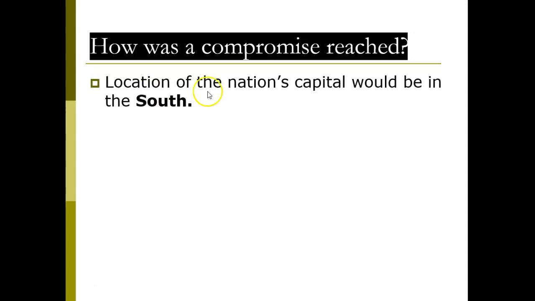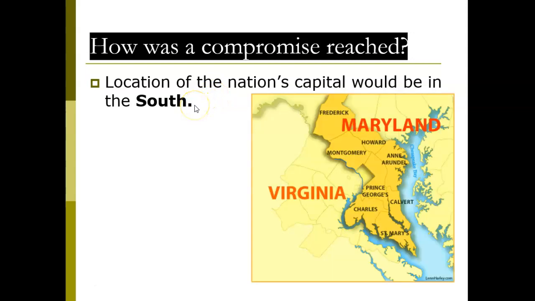And so what he did was pretty much hold a meeting with Thomas Jefferson, who was leader of the opposition, and James Madison, and they worked out a compromise. And basically those men were Southerners. And so what he did for them was that he offered the location of the nation's capital. That would be in the South. That was the way they got the South on board.